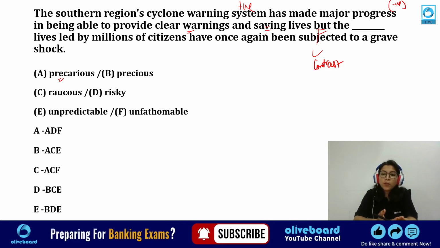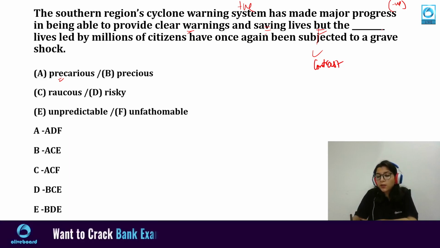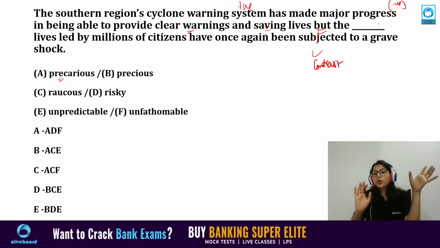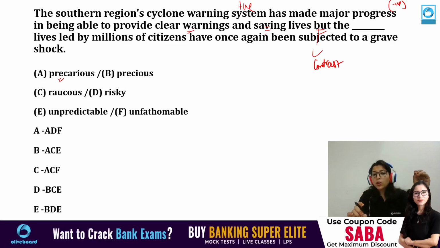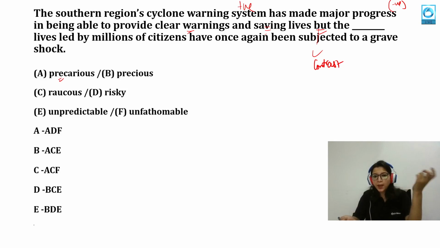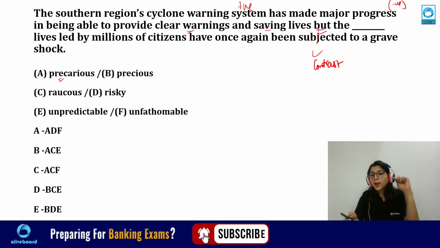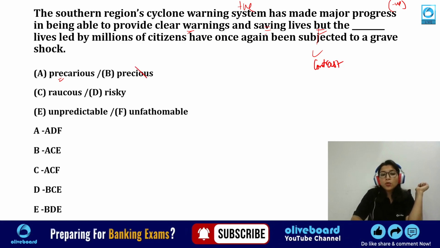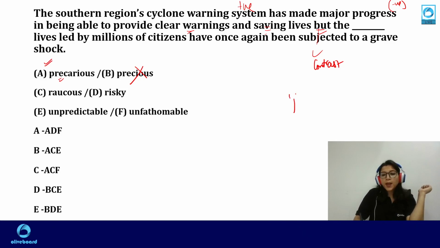Even though if you do not know the meaning of precarious word and you are aware that you need a negative word here because but is a contrast. But के पहले वाले part में we were talking about positive thing. We were talking about the warning system that has made a major progress and it has saved many lives. But now we need a negative word, so we cannot use precious. It will be precarious.